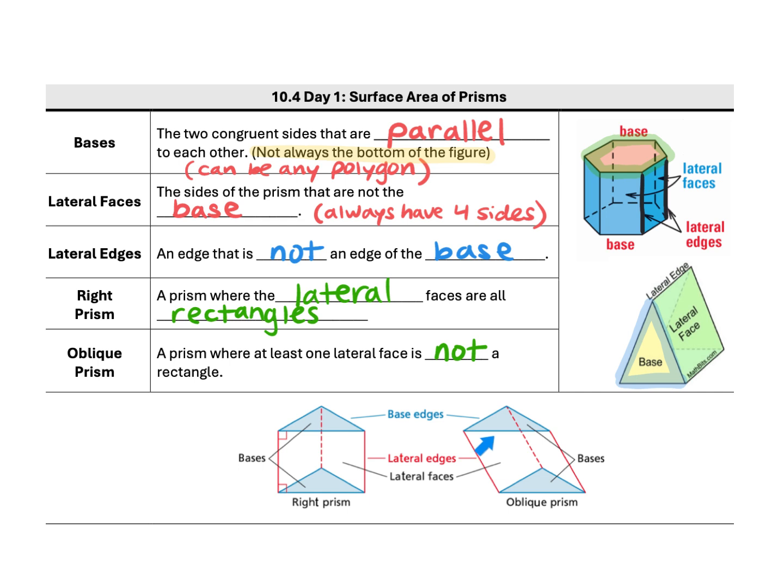This one over here is also a triangular prism. The bases are still parallel and congruent to each other, but you'll notice that the lateral faces are not rectangles.